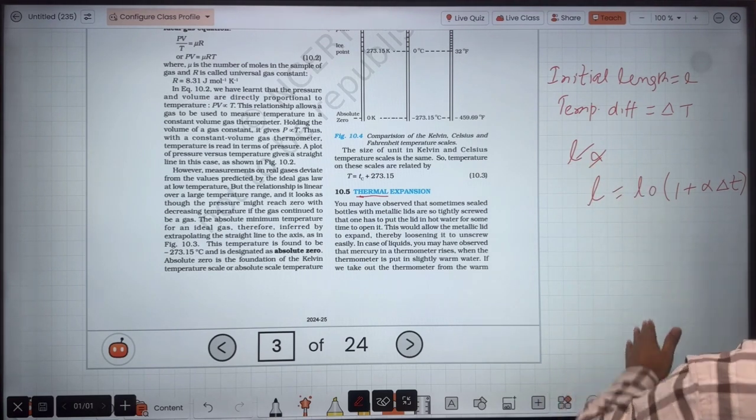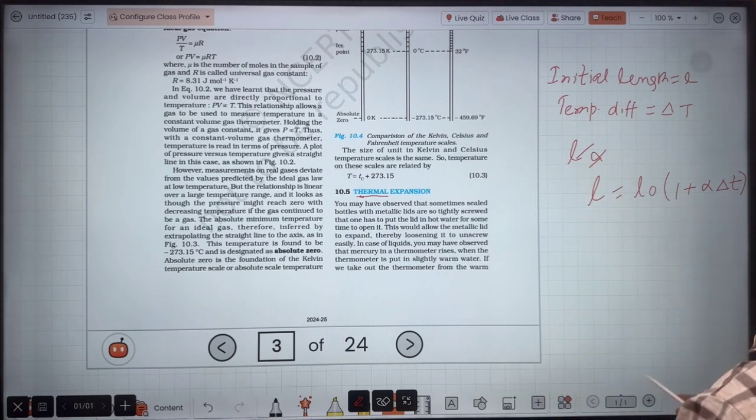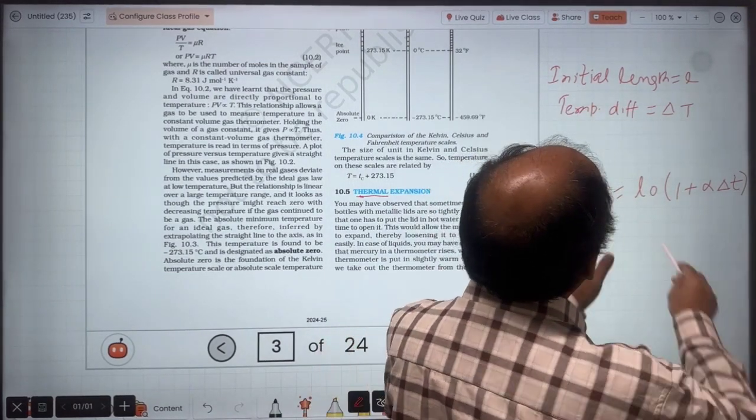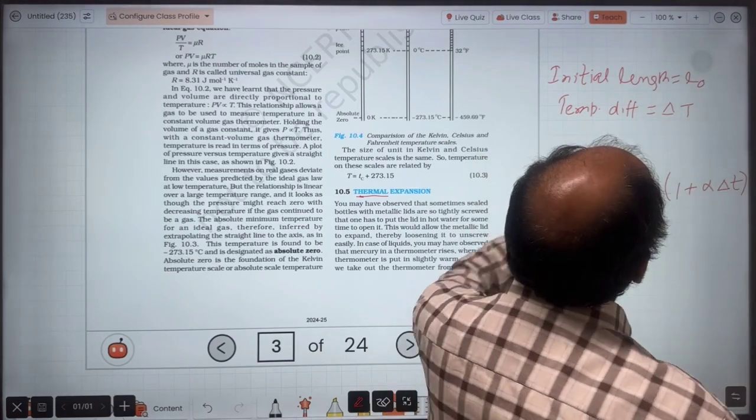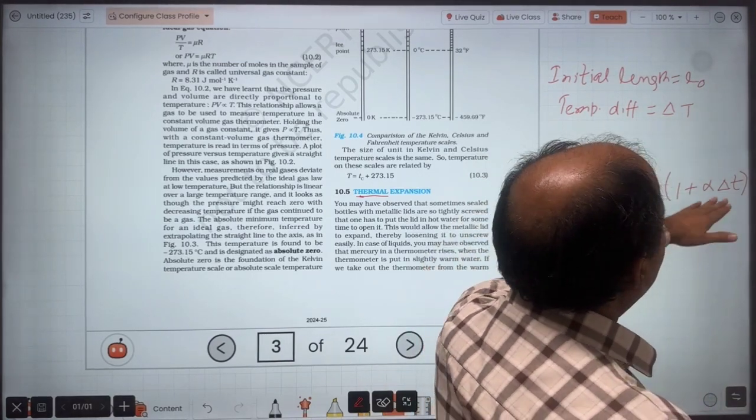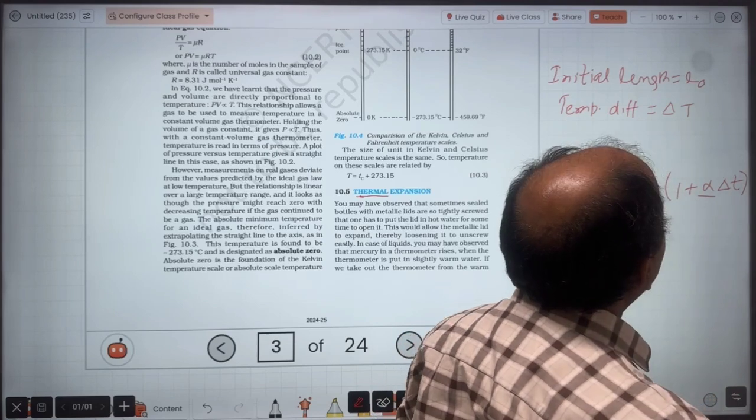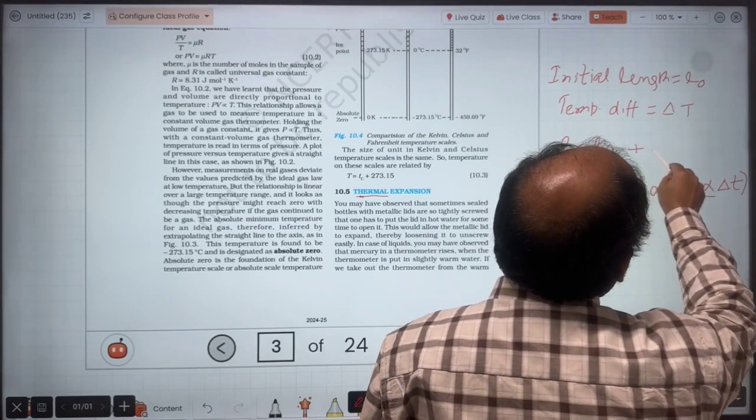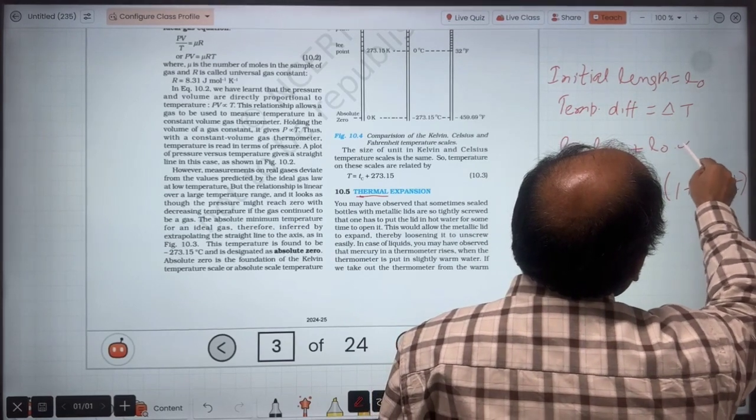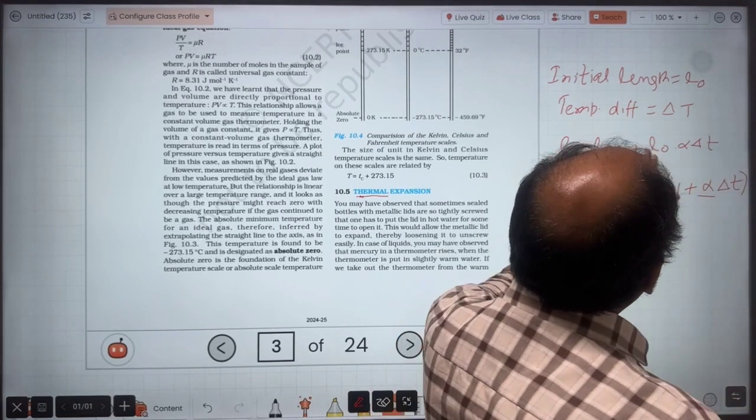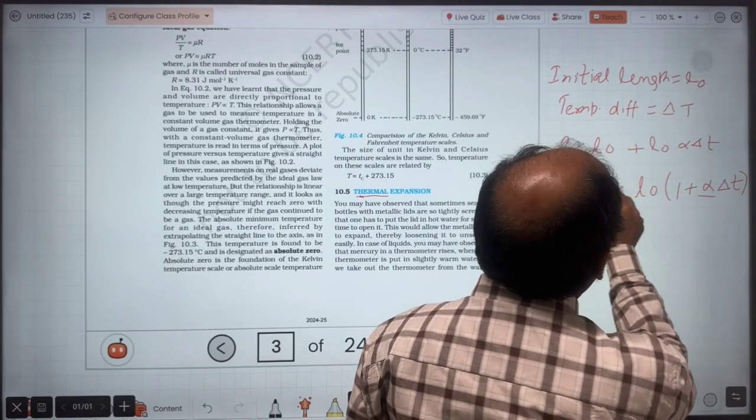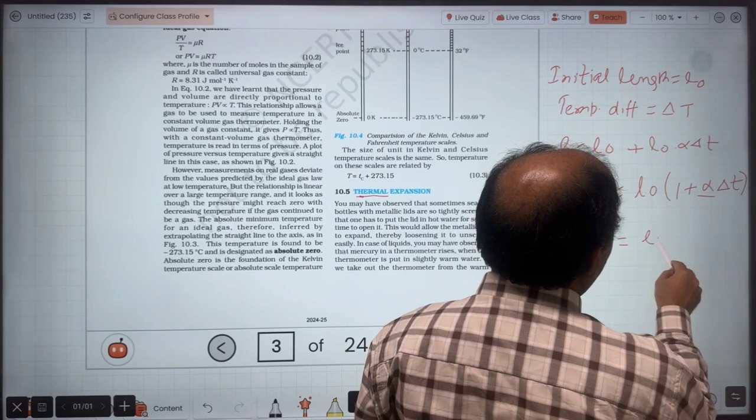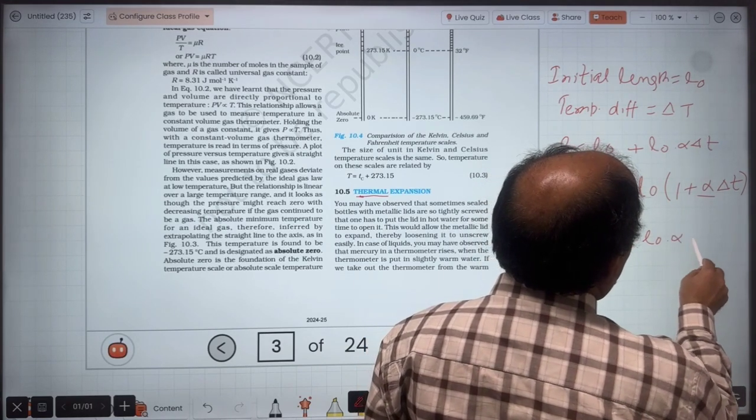So let's see on what factors it is depending. So we can generalize it. So L equal to L0. So here the initial length is taken as L0, temperature difference is taken as delta T, and alpha is temperature coefficient. So L equal to L0 plus L0 times alpha delta T, right? Take L0 to this side. So L minus L0 equal to L0 alpha delta T.